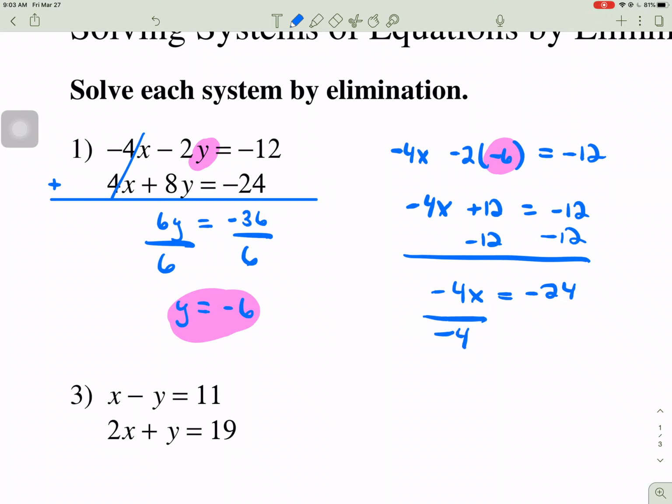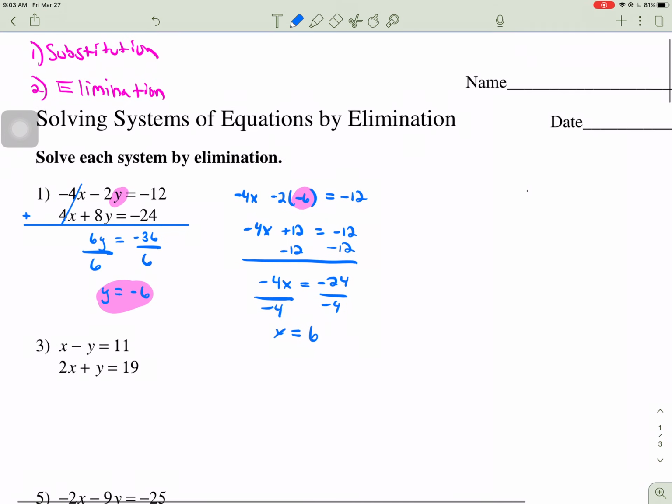Divided by negative 4, and we get x equals negative 12 divided by negative 4, which is 3. So our point of intersection between these two graphs, if we were to check it graphically, is 3, negative 6. Be careful, the x goes first, even though we solve for y first.